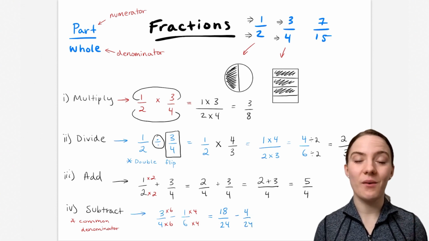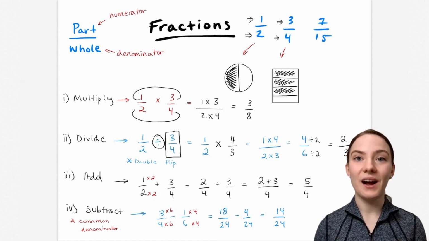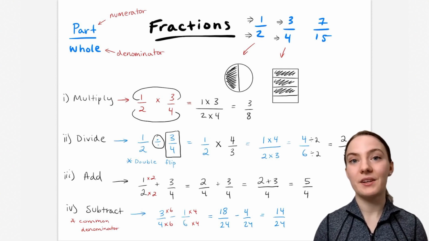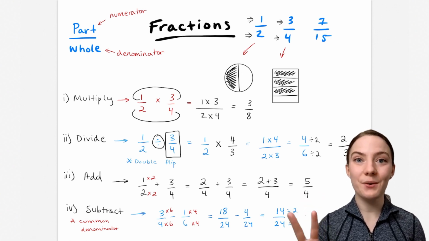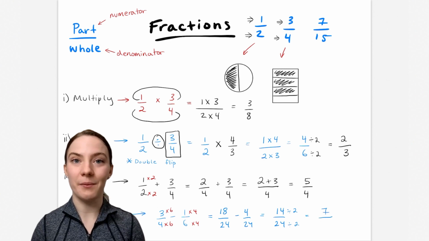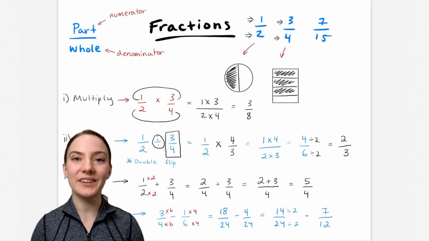And now that we have a common denominator, all we have to do is subtract the numerators. 18 minus 4 gives us 14 over 24. And now this fraction can be simplified because both 14 and 24 are divisible by 2. So 14 divided by 2 would get us 7, and 24 divided by 2 would get us 12. And that's our final answer, 7 over 12.